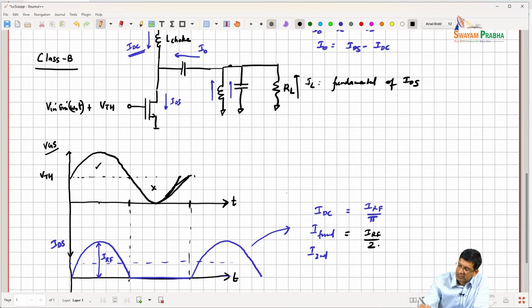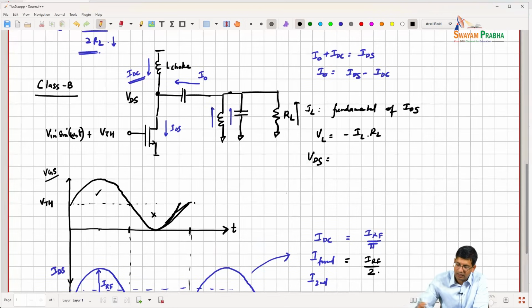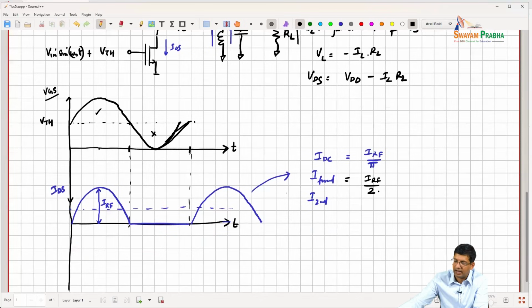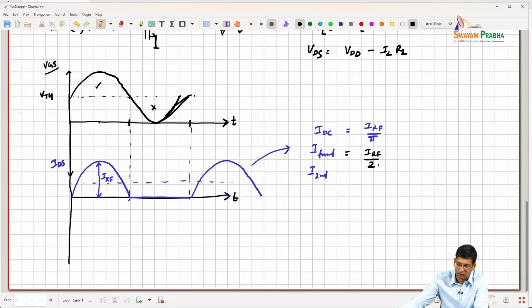So the voltage at this node VL is just going to be minus IL RL, which, even in the class A, should have been minus, and I should have tracked it, but that's okay. So then we basically see that VDS is going to be the same situation, that this capacitor gets charged up to VDD. So you get VDD minus IL RL, right? But IL RL is a fundamental component.